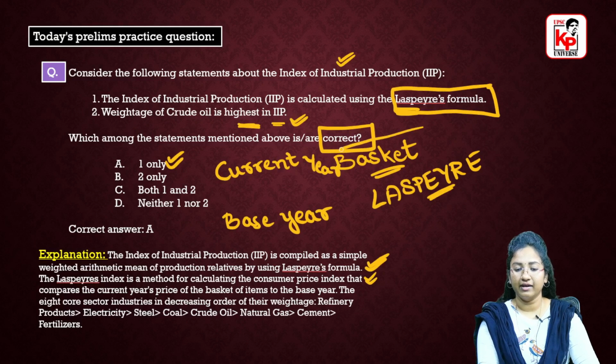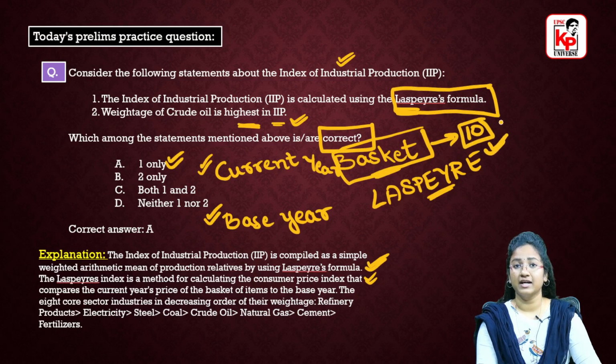right? As we have seen, we already have a basket of goods. Among these goods, it will compare the consumer price index, that is the price of these basket of items in the current year and in the base year. So here we have, for example, 10 items. The price of these 10 items in the base year and the price of these items in the current year are compared. In this way, this comparison is done. So the consumer price index of these basket of goods is compared between the current year and the base year.